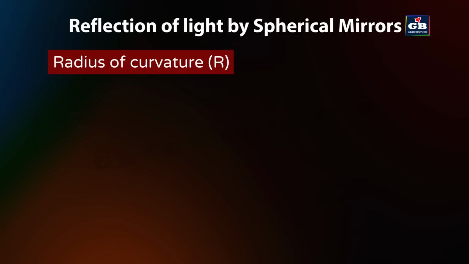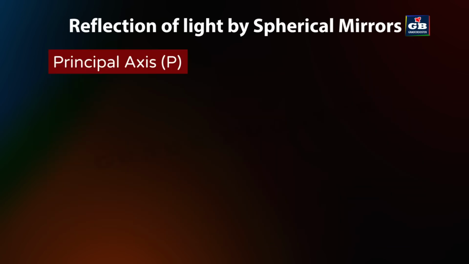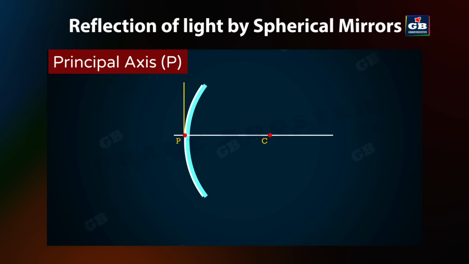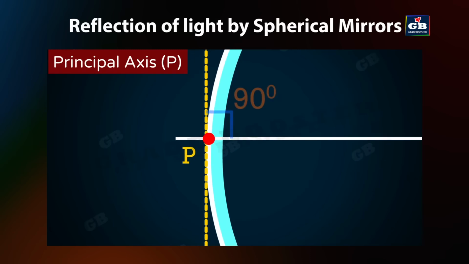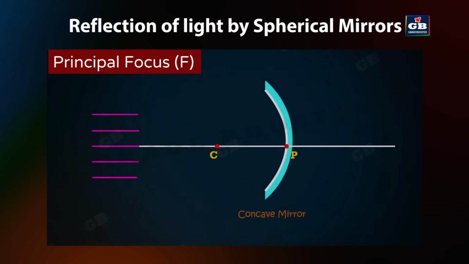Radius of curvature. The radius of curvature of a spherical mirror is the radius of the imaginary sphere of which the mirror is a part. Principal axis. The line joining the pole and the center of curvature is called the principal axis. We should remember that the principal axis is normal to the mirror at its pole. That means at the point of pole, the angle between the plane of the mirror and the principal axis is 90 degrees.